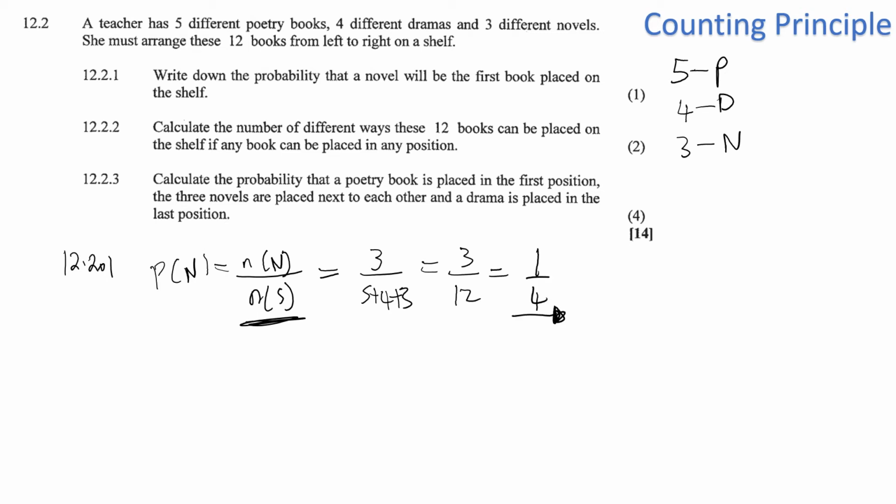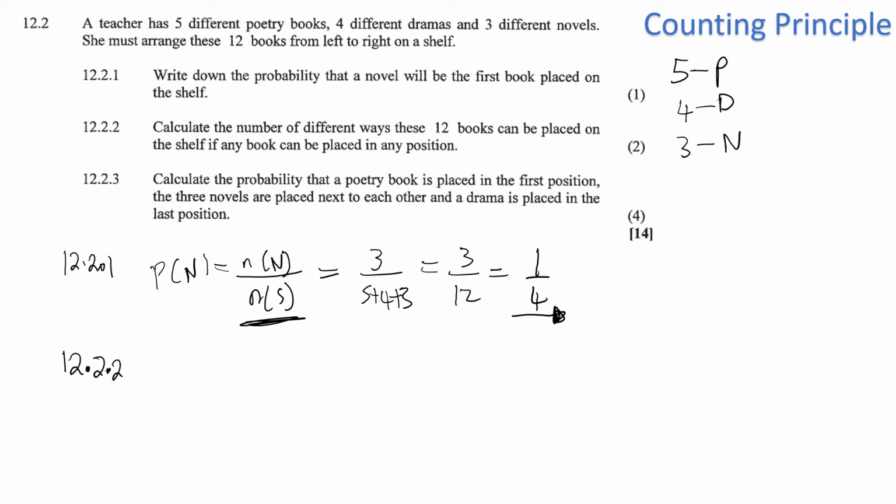Remember, if we're saying the probability of putting a novel book first, obviously it will be how many novel books do we have out of how many in total, the total number of books that can possibly be placed. So we say number of novel books over total sample space, then we get the answer, right?